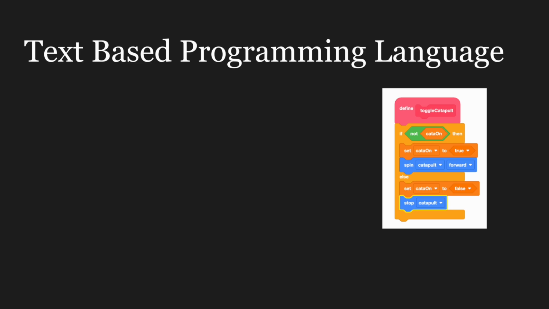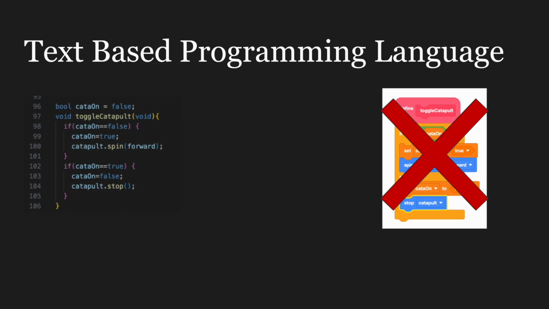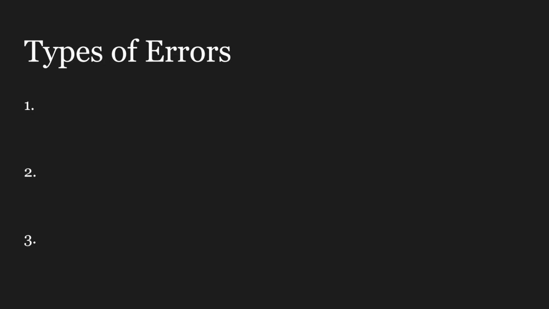Alright, so C++ is a text-based programming language. This means that C++ doesn't use blocks, and it instead uses text. Alright, so during coding, you're going to have lots of errors. In fact, you're probably going to spend a lot of time debugging errors. So it's nice to know what the different types of errors are so you can more easily identify your errors and know how to solve them.